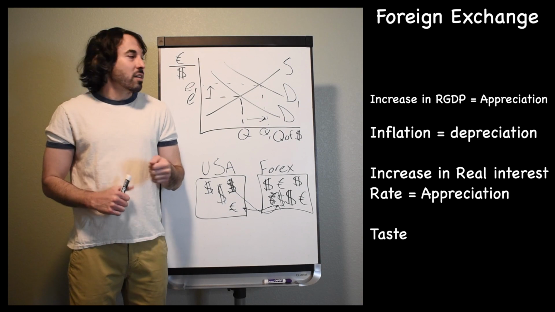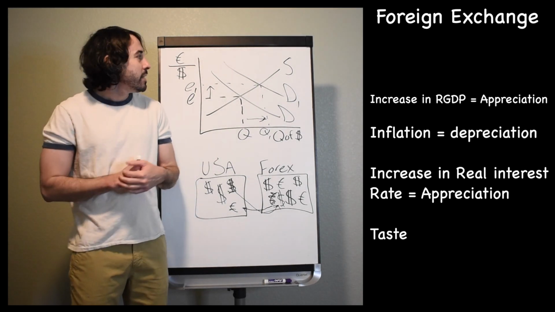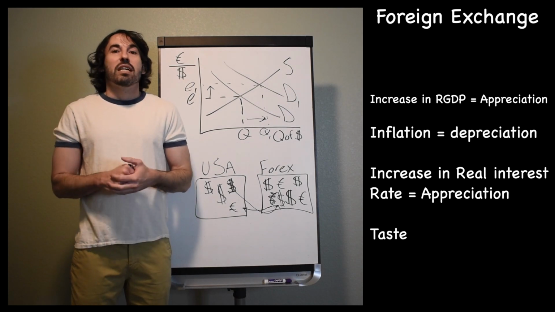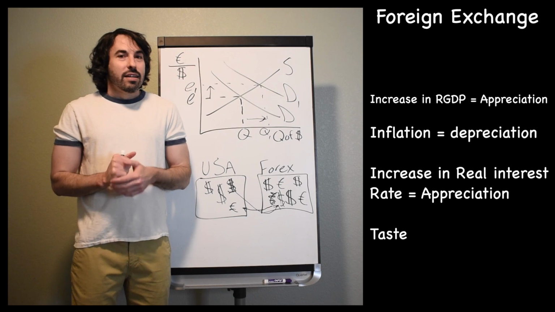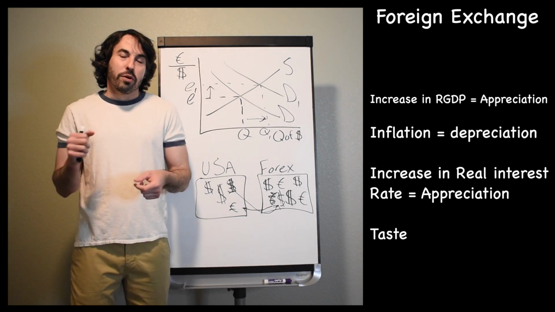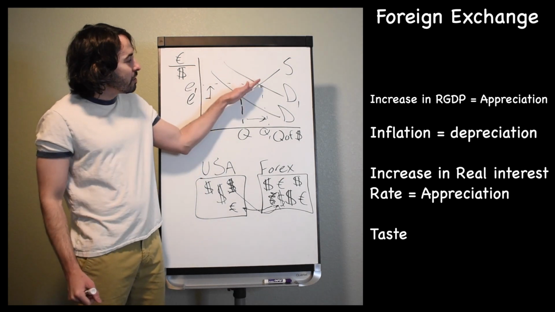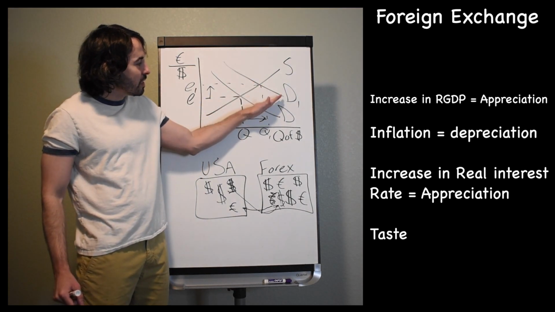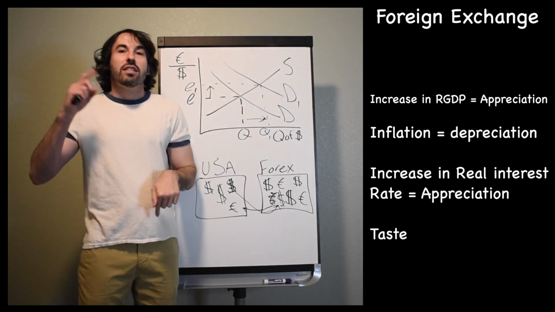Finally, the last thing that's going to cause a change in the value of the dollar is taste. If, for whatever reason, people in the US now want to buy a lot more stuff from Europe, maybe French wine and cheese is now super popular, the first thing we have to do before we can import that French wine and cheese is buy euros. And when we buy euros, we pay with dollars. So the supply of US dollars increases and shifts to the right. That makes the dollar less valuable and the euro more valuable.